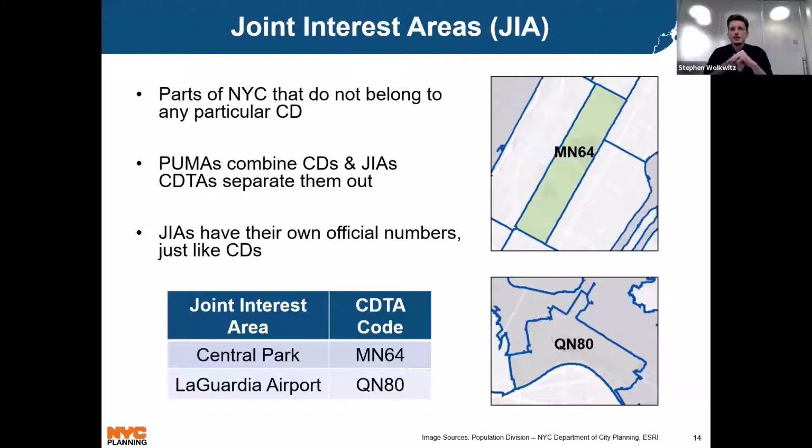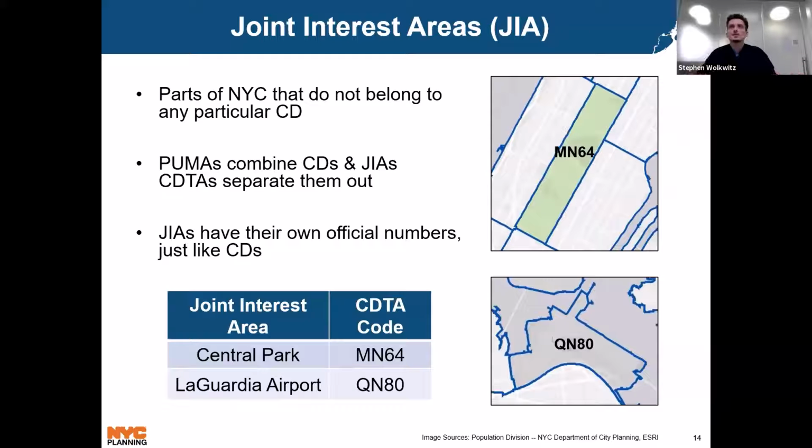Now, there are also areas across the city that are not a part of any particular CD. These tend to be some of the largest parks, like Central Park, Prospect Park, Pelham Bay, and then the airports, so LaGuardia and JFK. Joint interest areas actually have their own official numbers, just like CDs. So Pumas actually combine these joint interest areas in with whatever the nearest CD was, because Pumas represent all the census tracts within New York City or within each county.